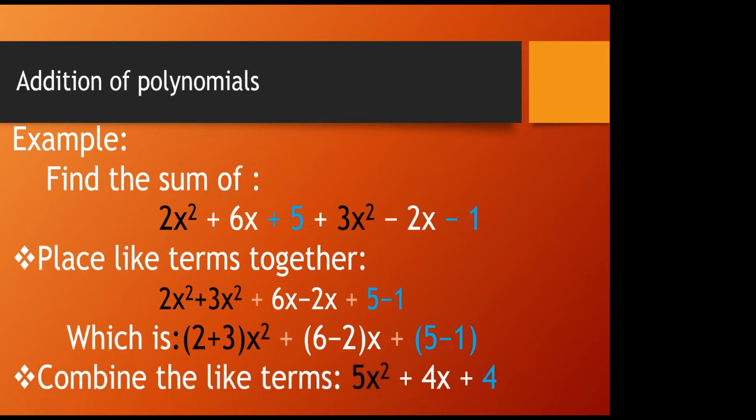2 plus 3 equals 5, so we have 5x squared. 6 minus 2 is 4, so we have 4x. 5 minus 1 is 4, so we have 4. So the sum here of 2x squared plus 6x plus 5 plus 3x squared minus 2x minus 1 is 5x squared plus 4x plus 4.